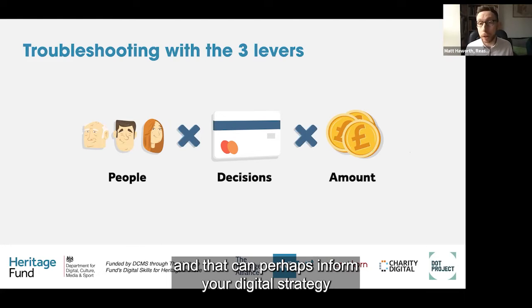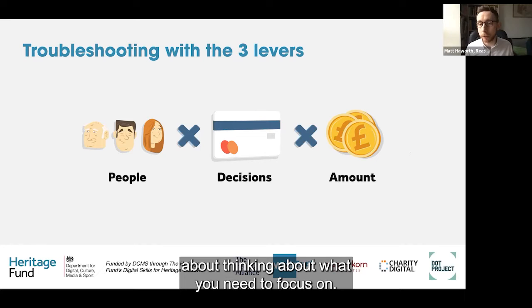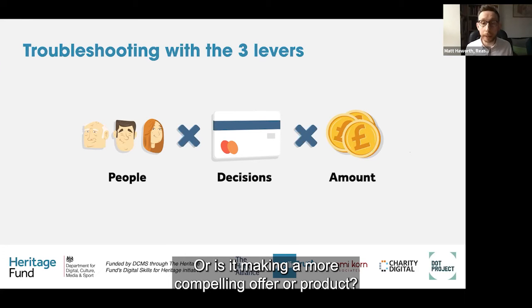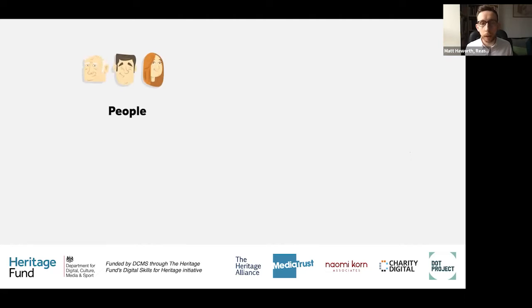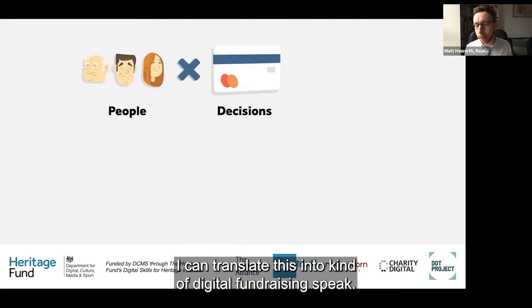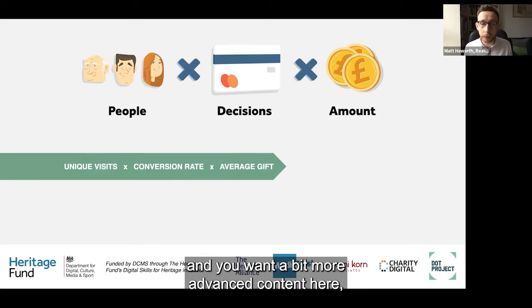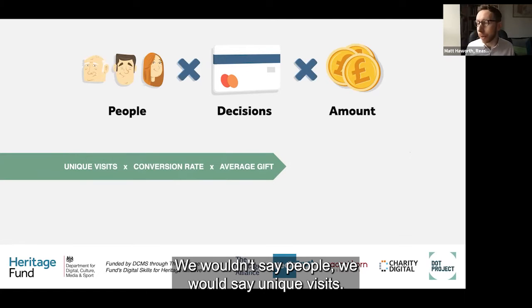And that can perhaps inform your digital strategy about thinking about what you need to focus on. Is it reaching more people, or is it making a more compelling offer or product? I can translate this into digital fundraising speak. So for those of you who want a bit more advanced content here, what we'd call these in digital land is, we wouldn't say people, we would say unique visits.